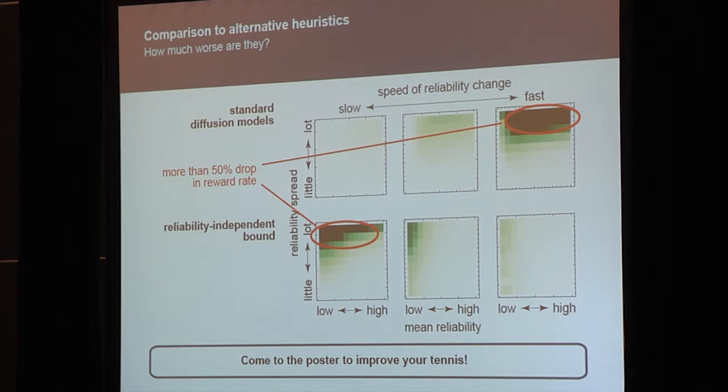The second question we asked is, does it actually make sense to really follow this more complicated strategy? And how does it perform in comparison to more simple heuristics such as the standard diffusion model or, let's say, reliability independent bounds? So we find that in both cases, these heuristics feature a more than 50% drop in reward rate when compared to the optimal strategy for different environmental statistics.